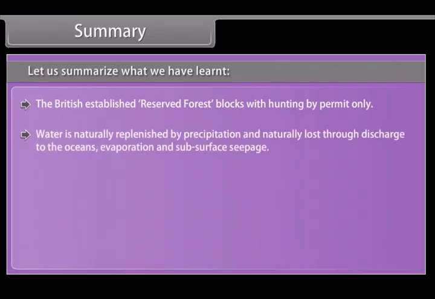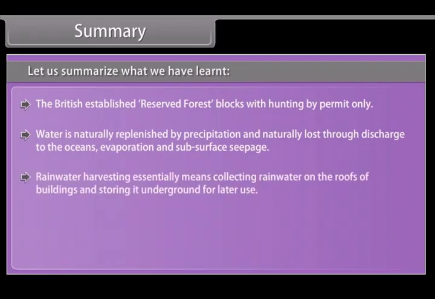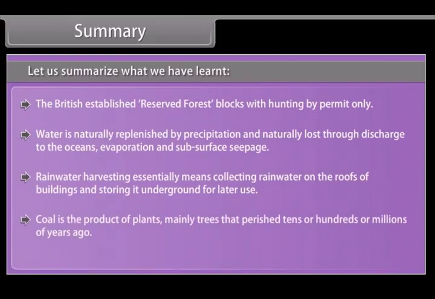Water is naturally replenished by precipitation and naturally lost through discharge to the oceans, evaporation, and subsurface seepage. Rainwater harvesting essentially means collecting rainwater on the roofs of buildings and storing it underground for later use. Coal is the product of plants, mainly trees, that perished tens or hundreds or millions of years ago.